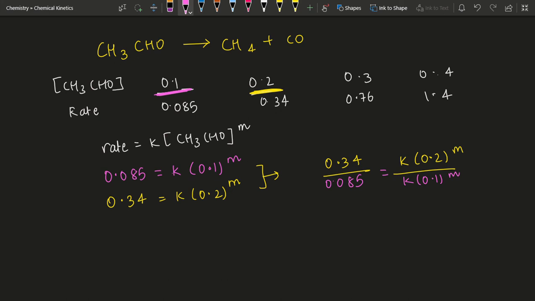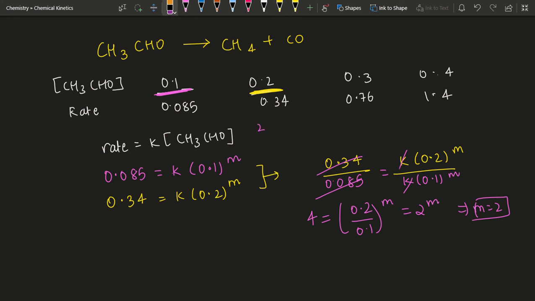Once you do that, the answer comes out to be 4, and that's equal to, k's cancel each other out, so 0.2 over 0.1 to the power m, and that's just 2 to the power m. So 4 equals 2 to the power m, that gives you m to be equal to 2. And thus you can write this rate not as just m, but as 2.